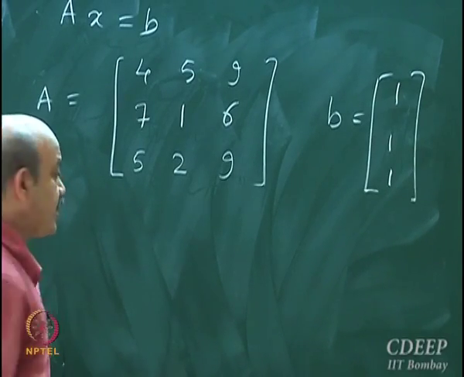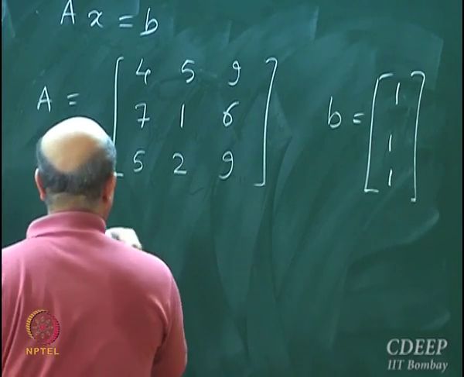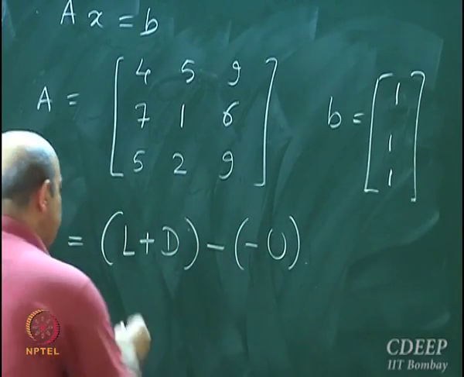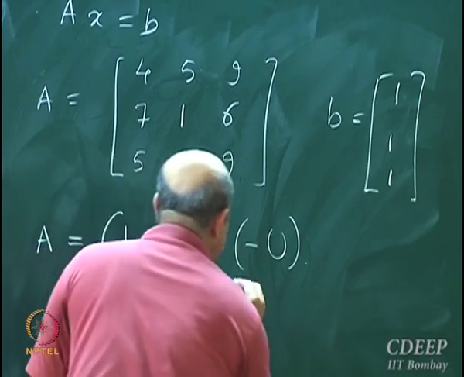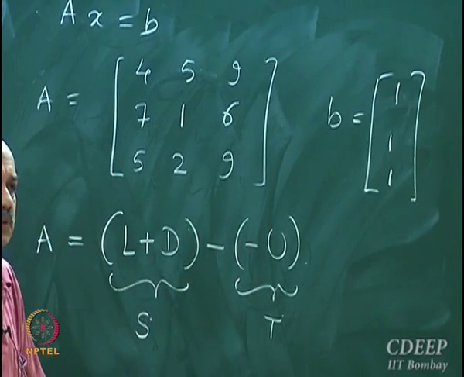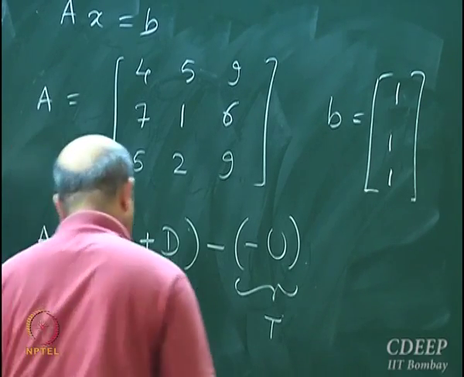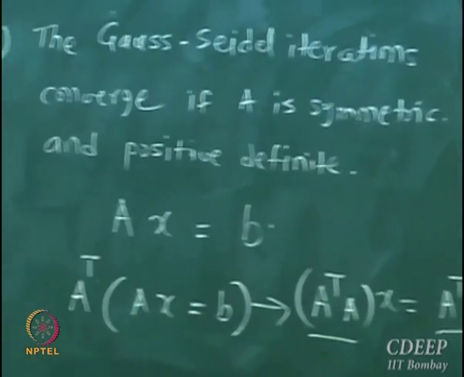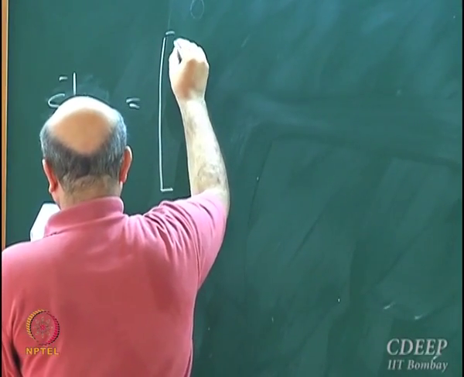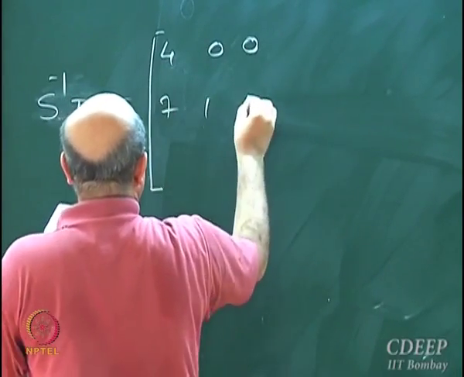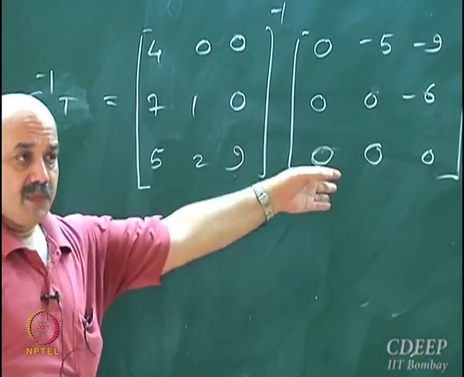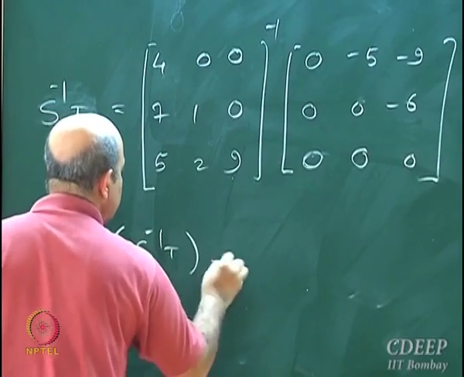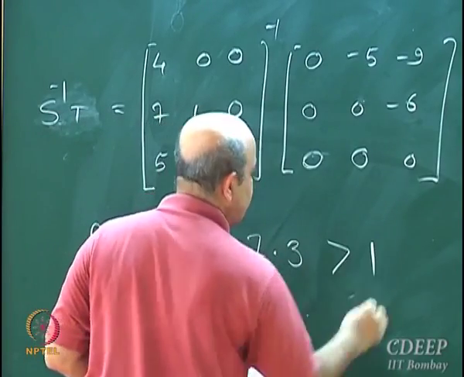From analysis, what I know is that if I write this A matrix as S plus T, where I call this S and this T, then doing Gauss-Seidel iterations is equivalent to working with S inverse T. My S inverse T will be 4, 0, 0, 7, 1, 0. This is my S inverse T if I were to use the raw matrix A. And in this case, the spectral radius of S inverse T turns out to be 7.3, which is not less than 1.